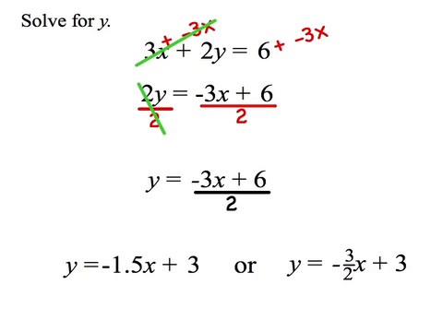But often we want to divide both of those terms by 2 separately and express it one of the two ways at the bottom, either as decimals on the bottom left, y equals negative 1.5x plus 3, or on the bottom right, y equals negative 3/2 x plus 3. The final three equations are all solved for y in terms of x.